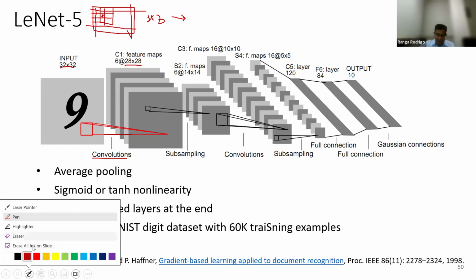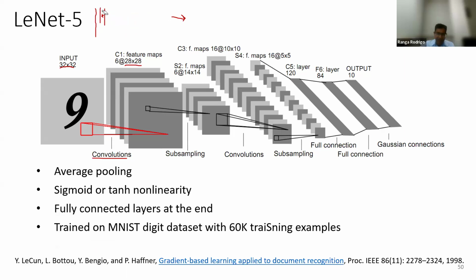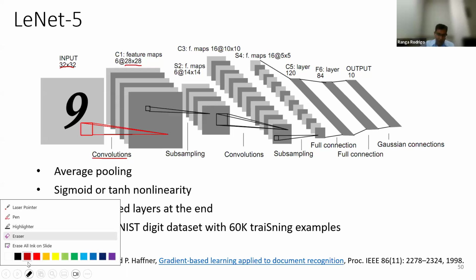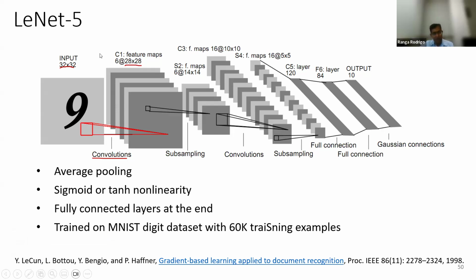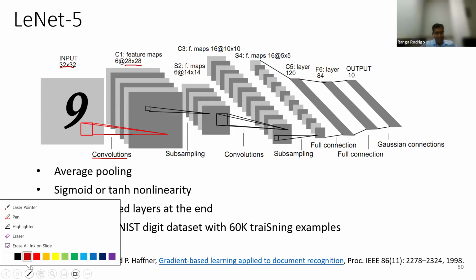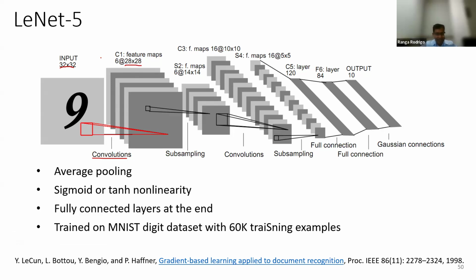Similarly, if you use a 5 by 5 kernel, you can see you will lose 2 rows from top, 2 rows from bottom, 2 columns from left, 2 columns from right. That's why you get a 28 by 28 image. So therefore now you can see it is a 5 by 5 convolution that has been done.